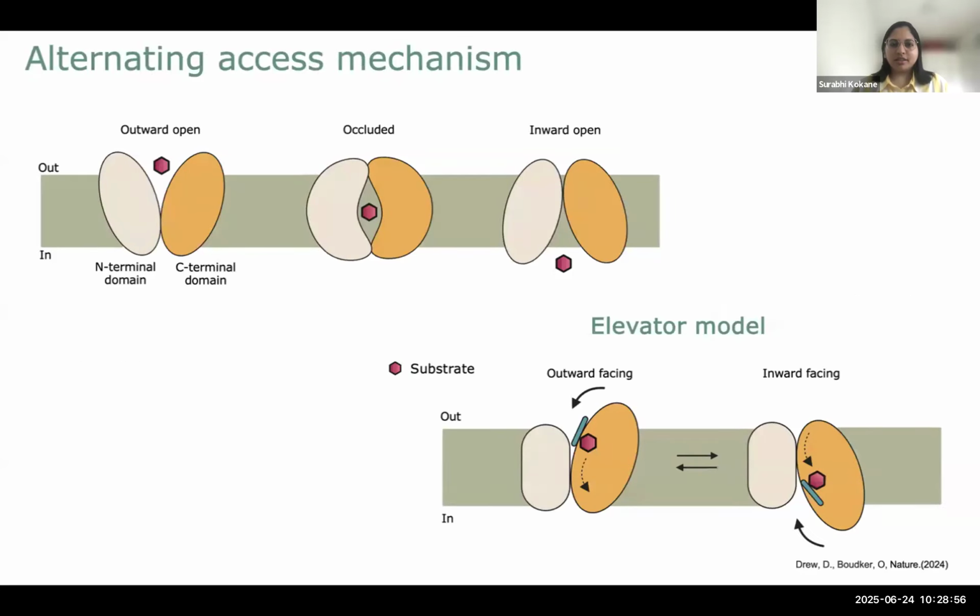These are solute carrier transporters and they have an alternating access mechanism where the substrate is bound to the outward open state, then it transitions to an occluded state inside the membrane, and then the substrate is transported inside the cell in an inward open position. Sodium proton exchangers follow an elevator model where the substrate only binds to the transporter domain. One domain is static and the other domain is mobile, and the substrate binds to this mobile domain, and then there is a transition to an occluded state, and then it moves to an inward facing state where the substrate is transported inside the cell.